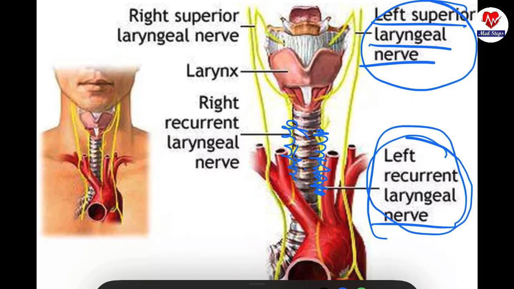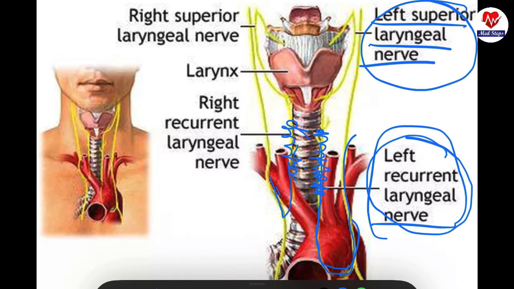This recurrent laryngeal nerve is very important because the right recurrent laryngeal nerve loops under the subclavian artery, as you can see here. The left recurrent laryngeal nerve loops under the arch of the aorta. Both ascend in the tracheoesophageal groove. So these are the things.